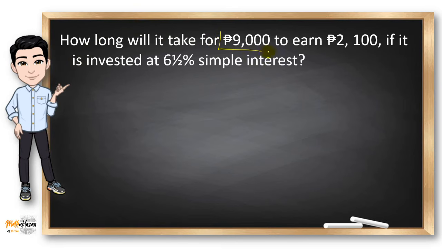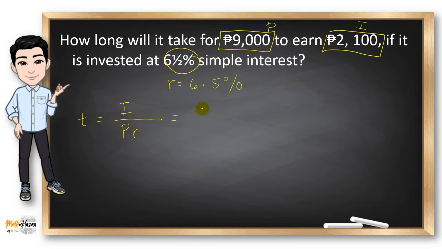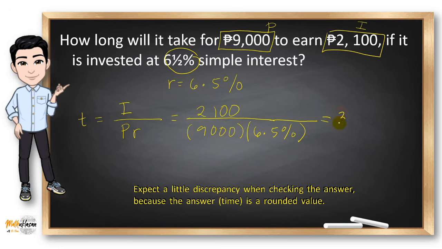How long will it take for 9,000 pesos to earn 2,100 if it is invested at 6.5% simple interest? So here, 9,000 pesos is the principal amount. 2,100 is the interest. And the rate is 6.5%. If the time is missing, all you need to do is to divide I with the principal and the rate. The interest here is 2,100 divided by 9,000 times the rate, which is 6.5%. So the answer here is 3.59 years.